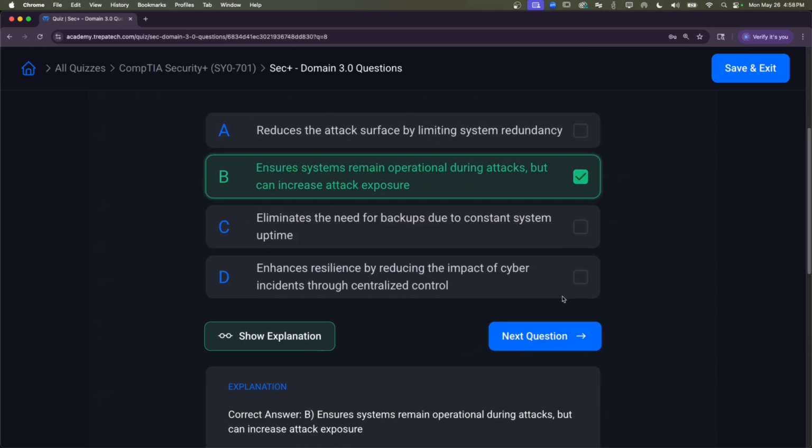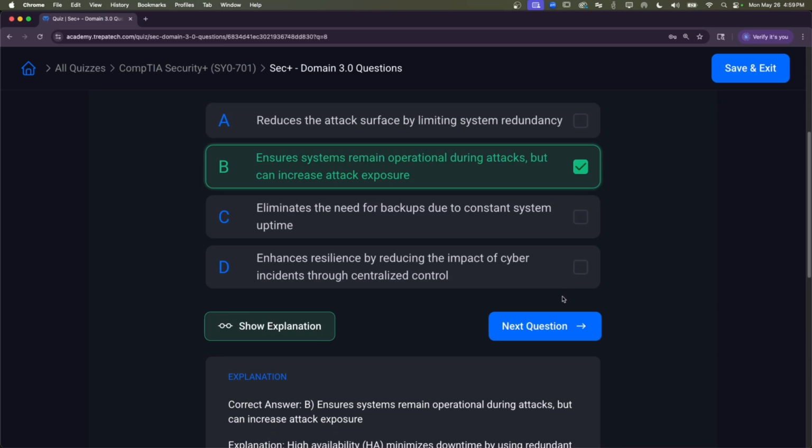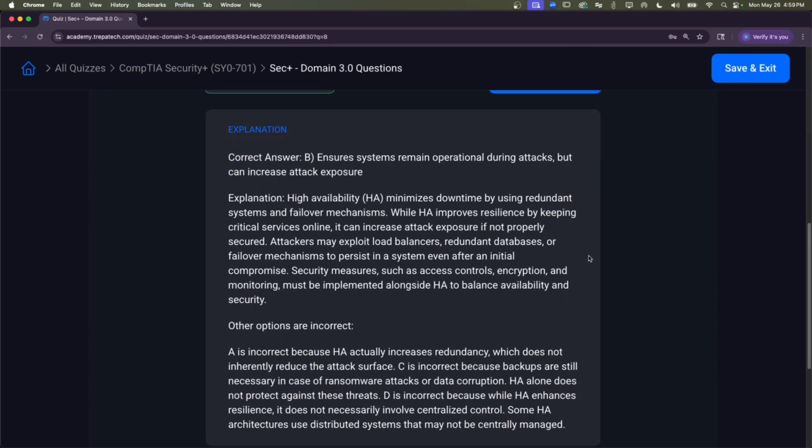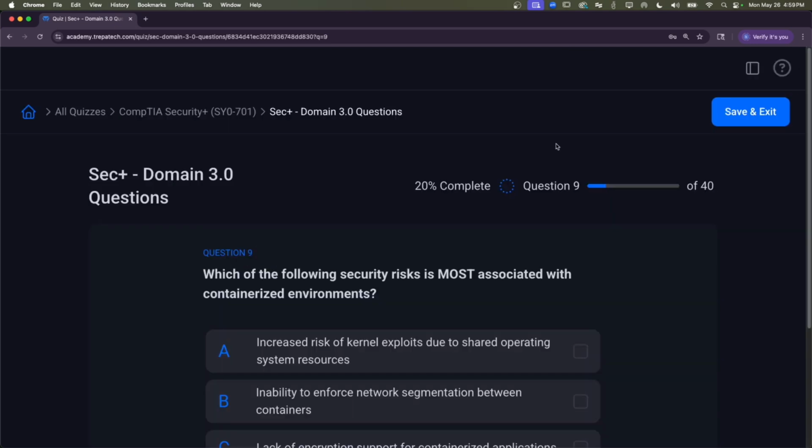And what we're saying there is that if we have one system online and we add an additional system, that's another system we have to harden and take care of. So it can increase attack surface, but it makes sure that we stay operational. That's the thing of it. We stay operational with high availability. Pause the video if you'd like to read the explanation.